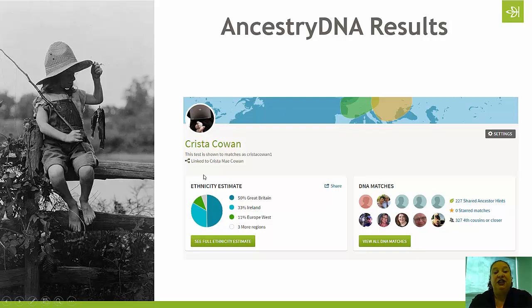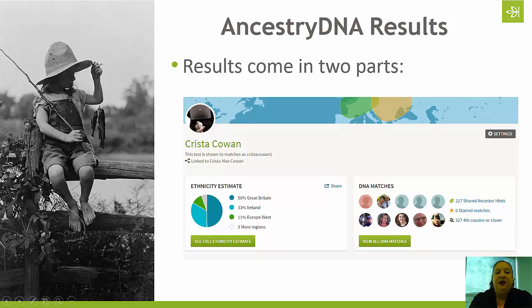For those of you who haven't taken a look at your DNA results yet or haven't received them yet, when you go to Ancestry and you click on the DNA link, you're going to get a DNA homepage that looks like this. On the left-hand side, you're going to see your ethnicity estimate. On the right-hand side is where you're going to see your DNA match list.